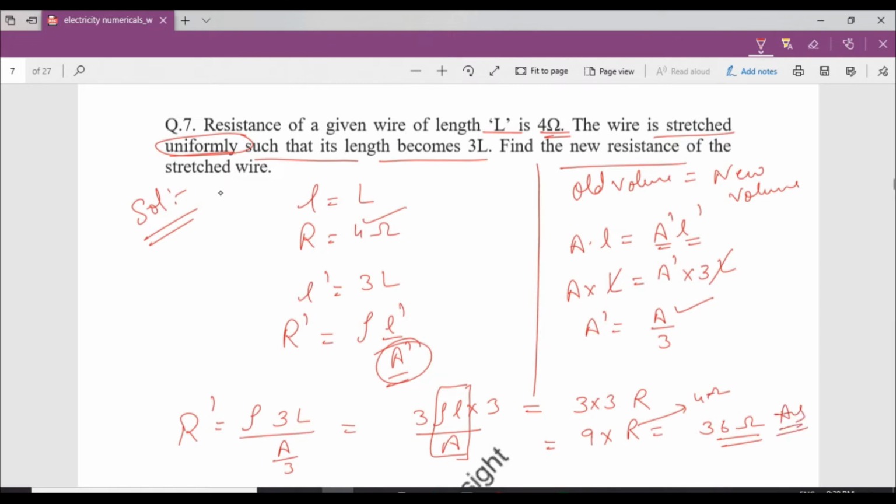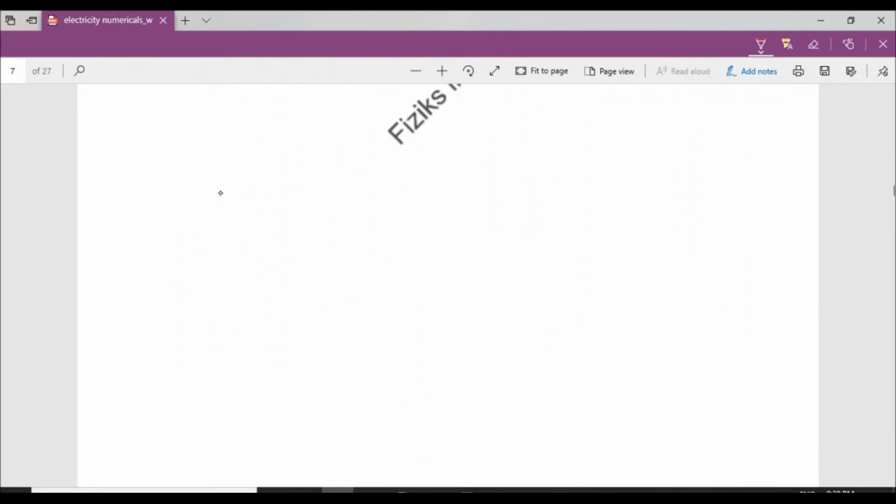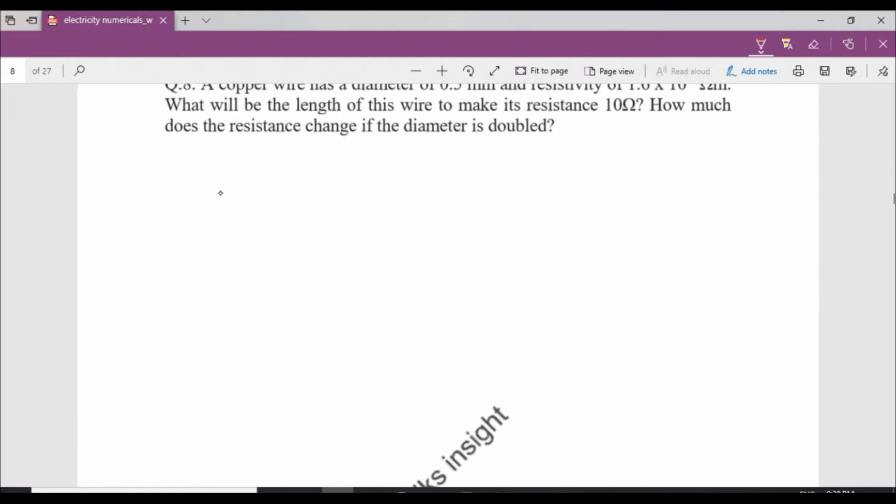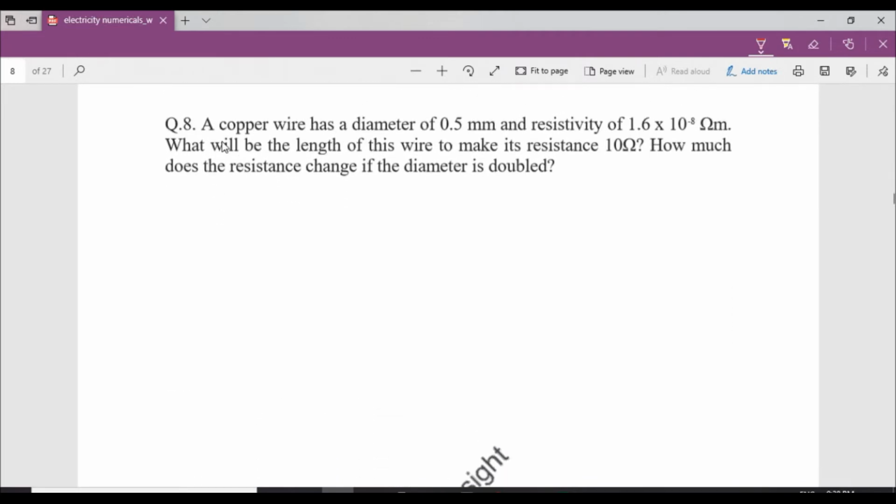Okay, so proceeding to the next question. A copper wire has a diameter of 0.5 mm and resistivity 1.6 into 10 raised to the power minus 8 ohm meters. What will be the length of this wire to make its resistance 100 ohm? How much does the resistance change if the diameter is doubled? So we have two questions here.